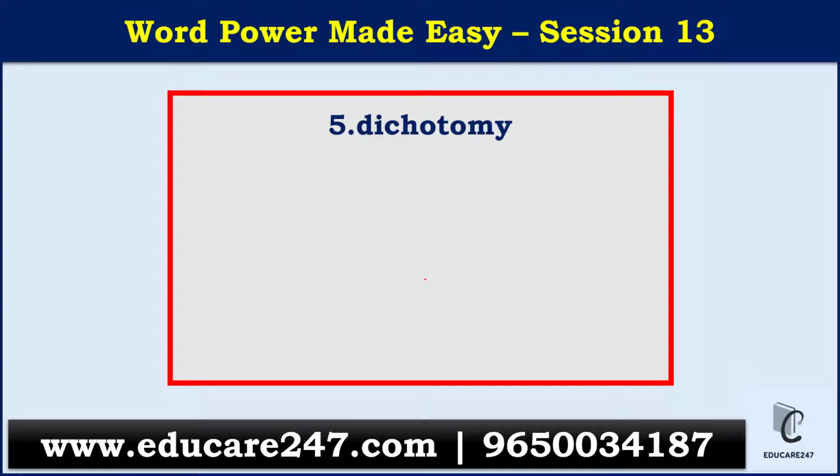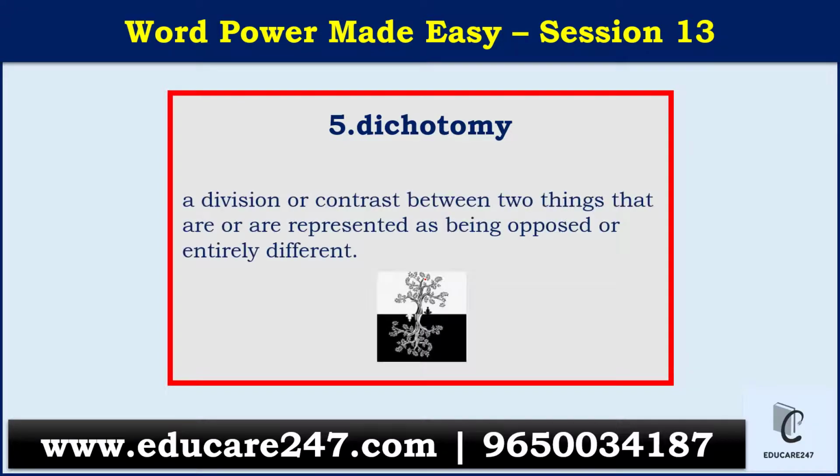Next we have dichotomy. What is dichotomy? Dichotomy basically means a division or a contrast between two things which are generally opposite or entirely different. You could see in the picture how on one side the tree is growing on the white side and on the other it's the dark side. So it's showing contrast between two things. Something which shows contrast between two things will be termed dichotomy.